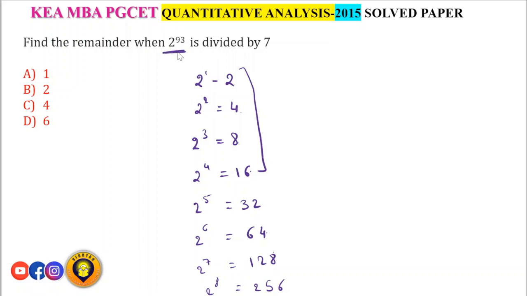What is the question? 2 power 93 is divided by 7. What is the remainder they asked? So what can you do?